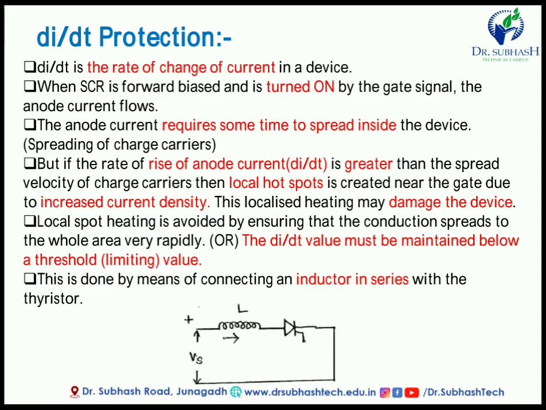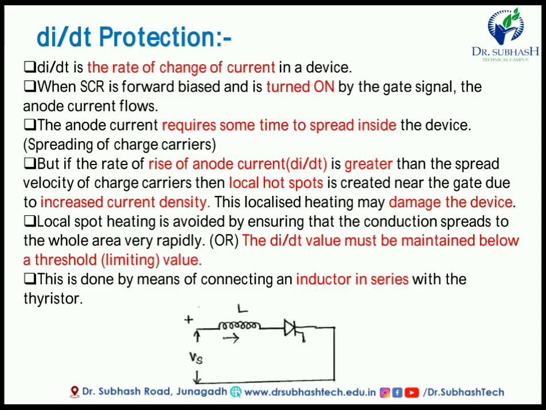The local spot heating is avoided by ensuring that the conduction spreads into the whole area very rapidly. The di/dt value is most important. The di/dt value must remain below the threshold limiting value. Here the threshold value is very important, because it is the limiting value of the current, and we have to maintain it. Whenever the current increases above the threshold value, a hotspot occurs, and because of the hotspot the device may be permanently damaged.